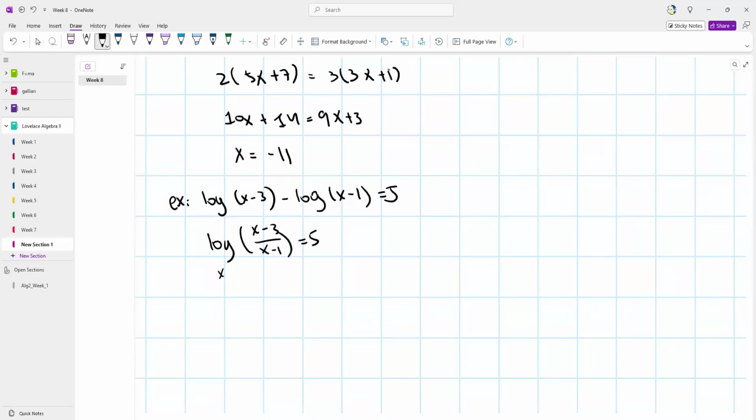So if you write it, then it's (x minus 3) over (x minus 1) is equal to 10 to the power of 5. And now we can just solve it. It might look a little messy, so it would be x minus 3 is equal to 10 to the power of 5 times (x minus 1), which is 10 to the power of 5 x minus 10 to the power of 5. And this gives us x is equal to (10 to the power of 5 minus 3) over (10 to the power of 5 minus 1).